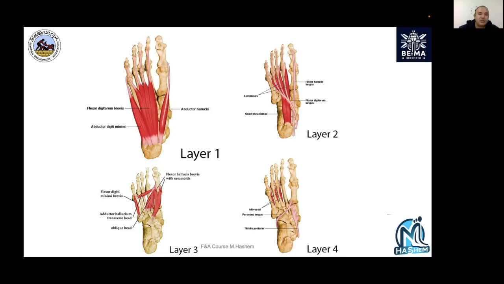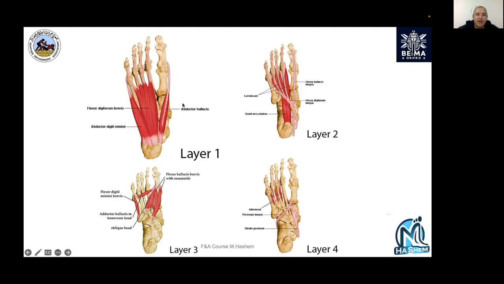So the mid-axis of the foot is just beside the second toe. Anything which moves away from the mid-axis of the foot is abductor. Anything that moves toward the mid-axis of the foot is adductor. So in the first and third layers, you have the short muscles. In the second and fourth layers, you have the long tendons.